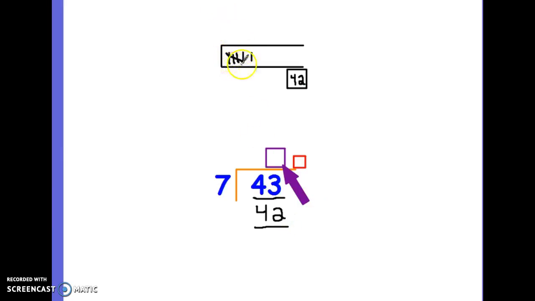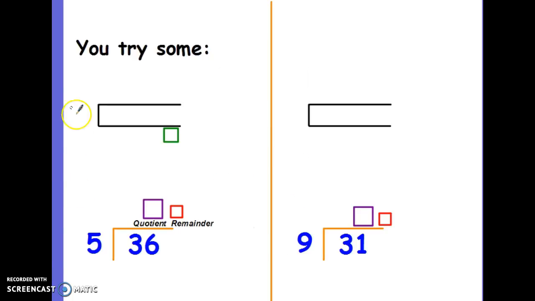Here's a bundle of 5, and then one more is 6. Subtract 43 minus 42 and get 1. And remember to put your remainder back in with the answer labeled with an R. 6 remainder 1. Let's take a look at some more. Now I have 36 as my dividend, 5 as my divisor. I'm looking for the quotient and the remainder.